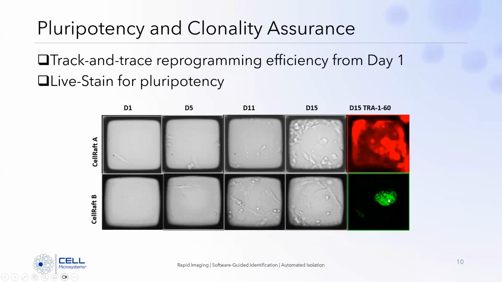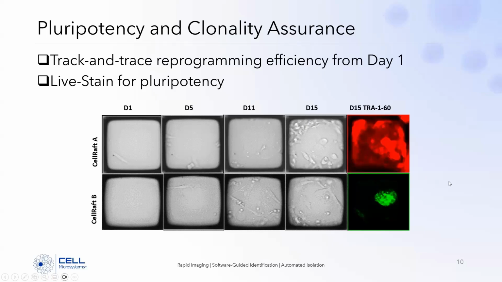However, when we live stain for pluripotency using a TRA-1-60 marker shown here in the green, you can see that we have a pluripotent colony that could also be isolated. So the nice thing here is that you have the option. You can isolate only pluripotent monoclonal colonies, or you could recover polyclonal colonies and then clone them later on.